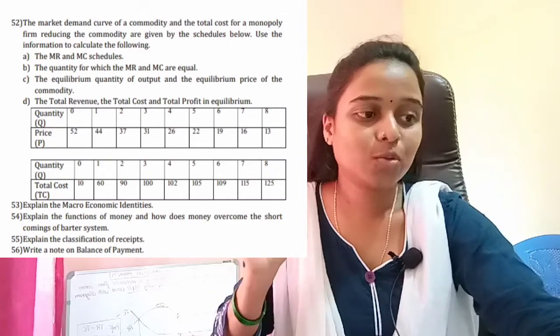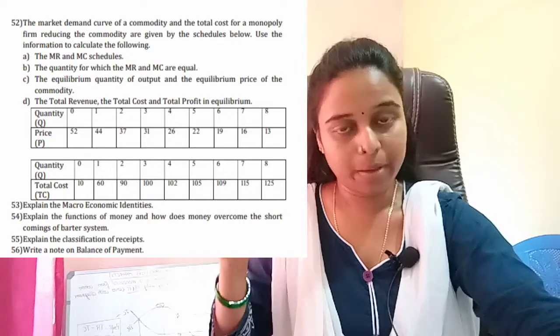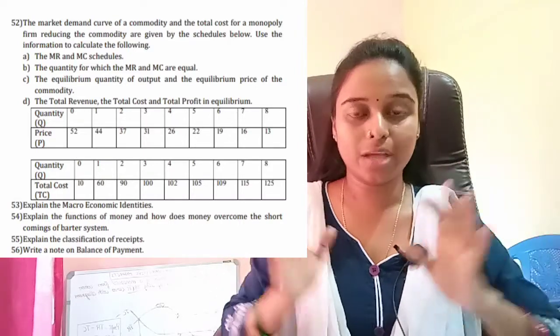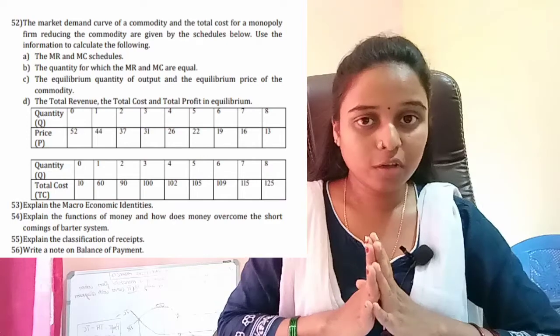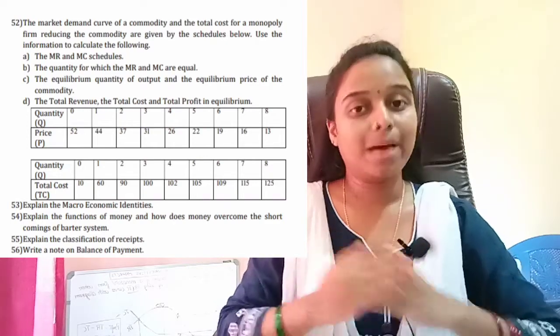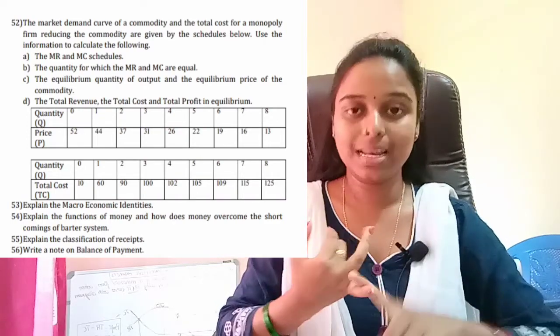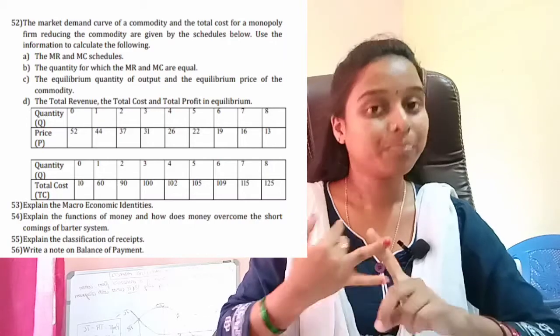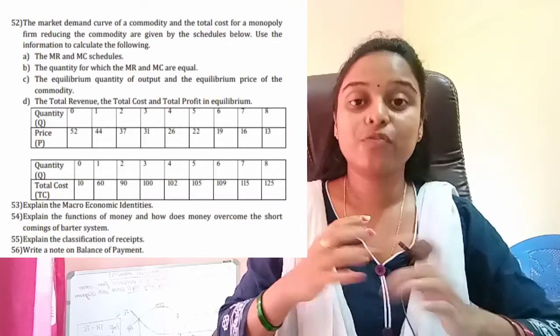Then the last question is write a note on balance of payment. Now this is from our last chapter, open economy. What all comes under balance of payment? Under balance of payment we have capital account and current account, remember, right? Then under current account we have balance of trade.